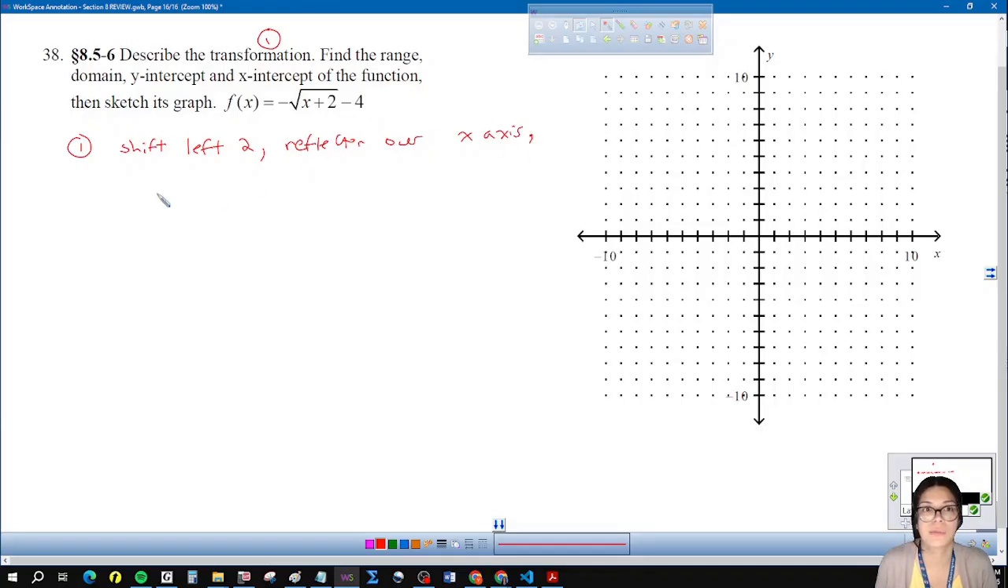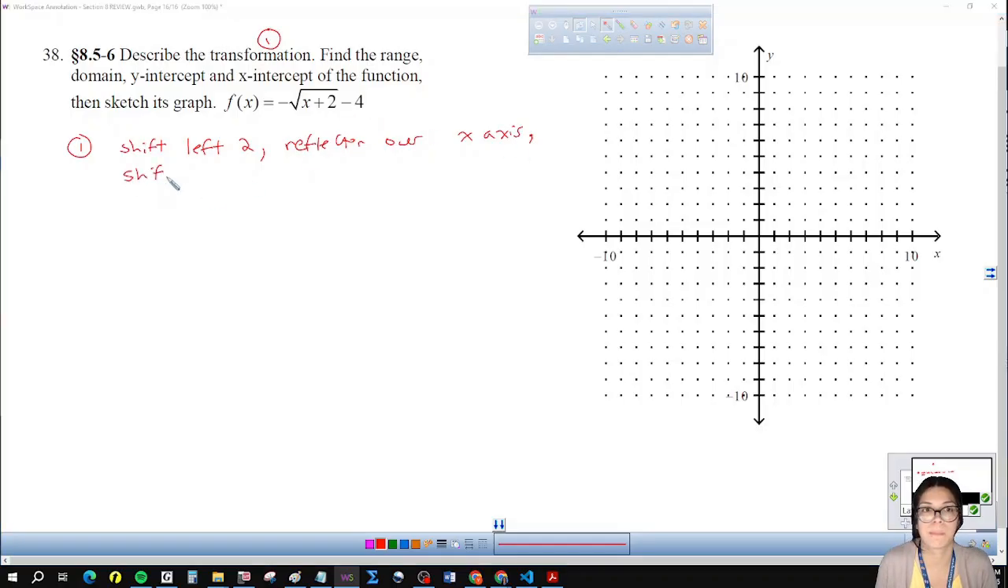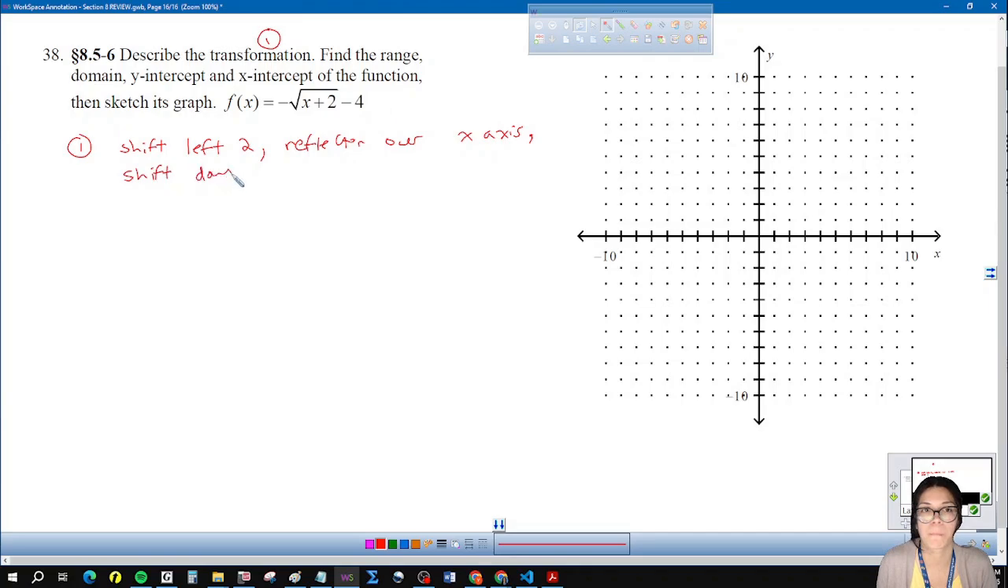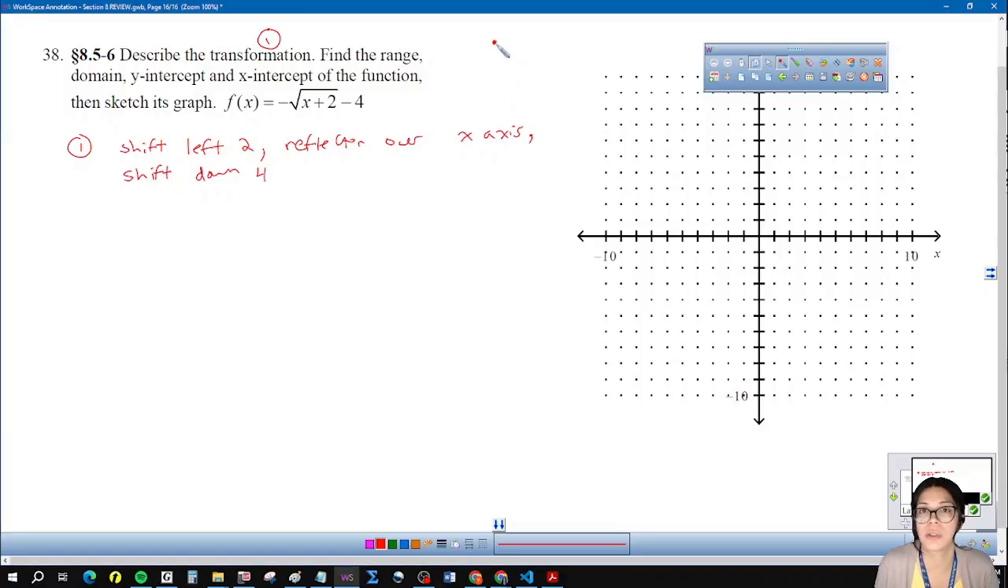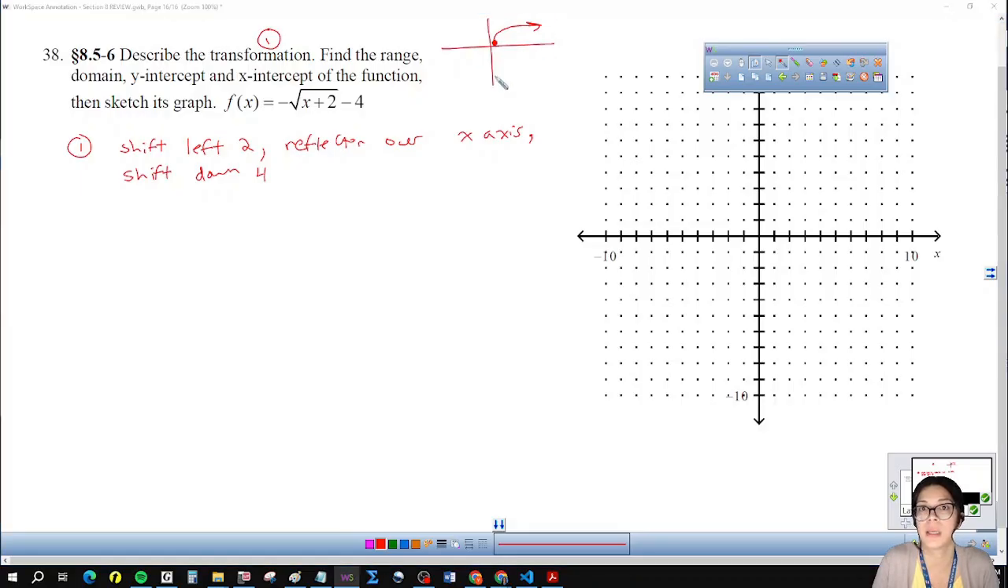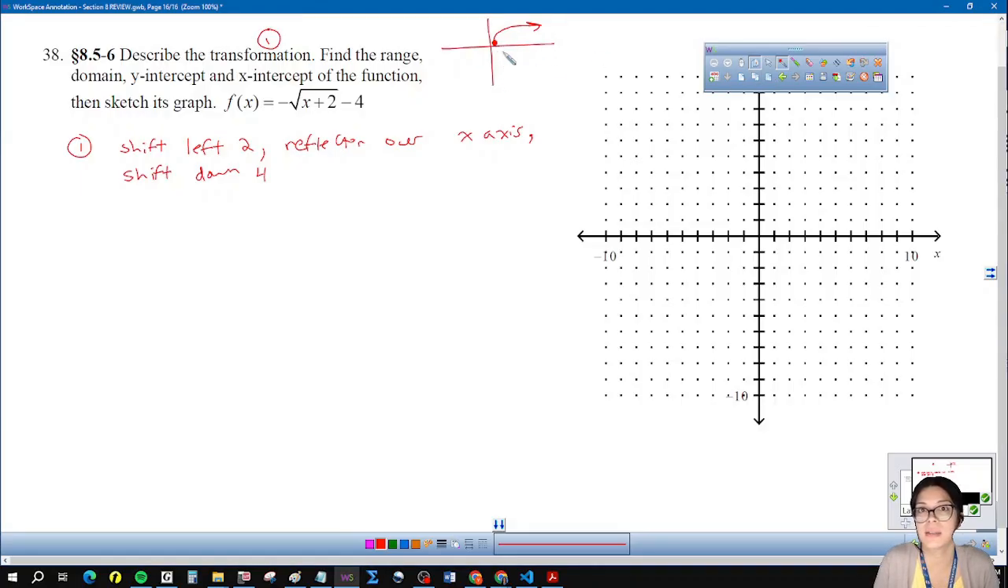And then lastly, minus 4, so that's going to be a shift down 4. Now remember, the original square root function has the endpoint, the extrema, and then it goes up and to the right. This is being reflected over the x-axis. So if we imagine this on a coordinate plane, if I reflect that over the x-axis, then it's going to be down and to the right like that, okay?